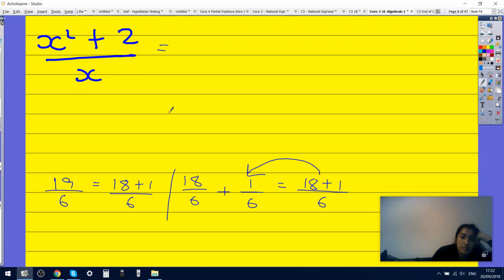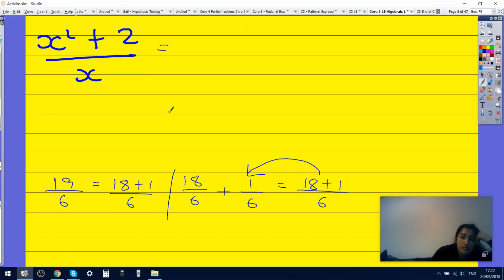x squared over x plus 2 over x. And can you simplify anything there? x squared over x is just x. And so what's the final answer? x plus 2 over x.